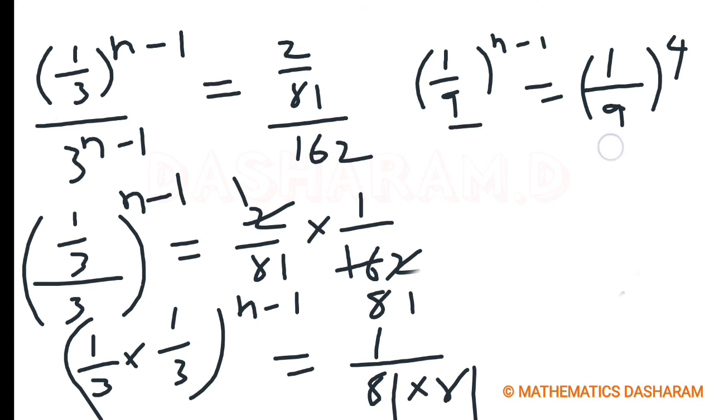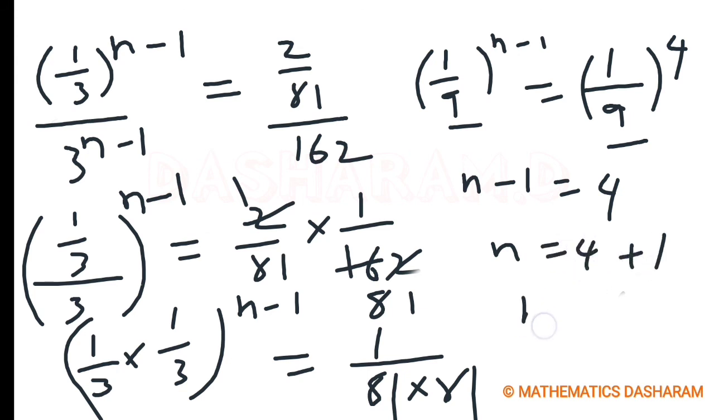So now the bases are the same, so equate the powers. Then n equals 4 plus 1, n equals 5. So the fifth terms of both geometric progressions are equal.